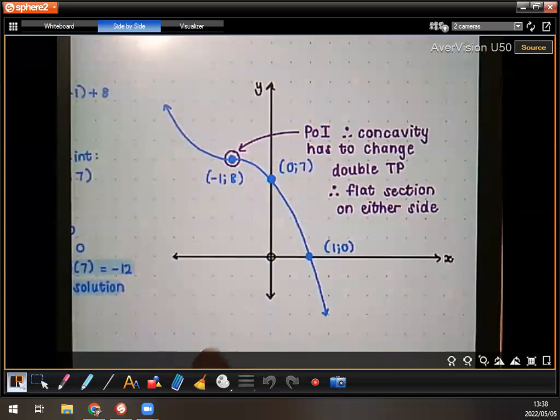Hey guys, I have never seen a graph like this being asked in the matric final exam, but you never know, maybe this is the year. I hope that makes sense.